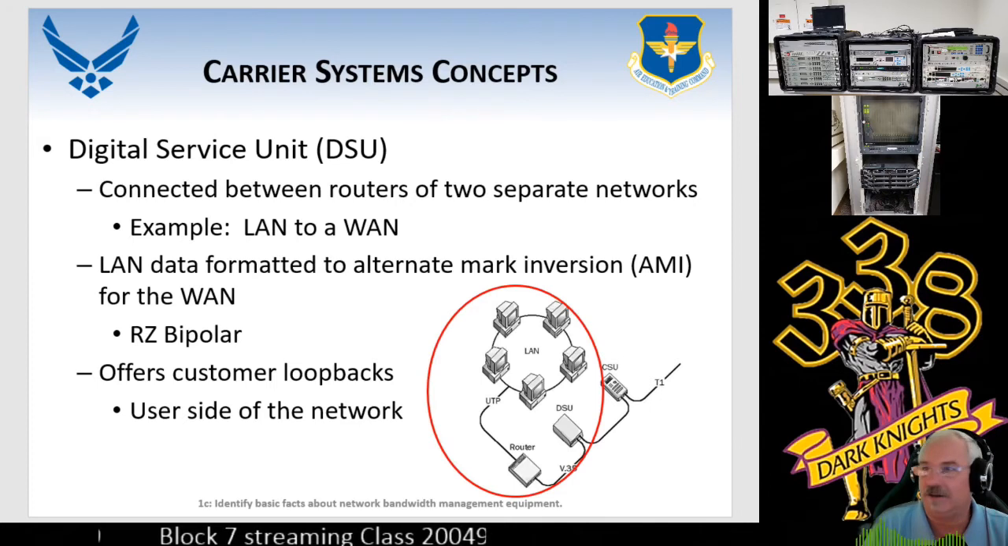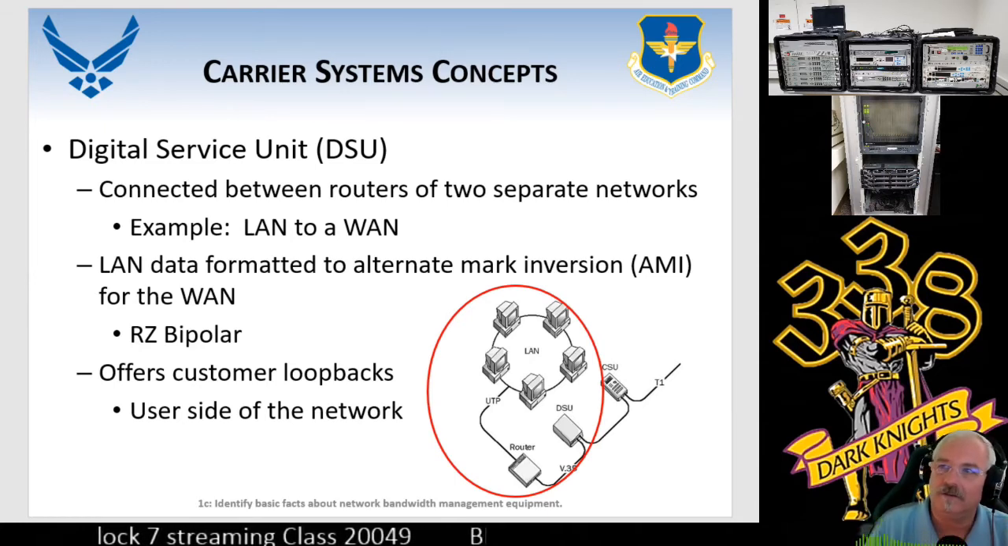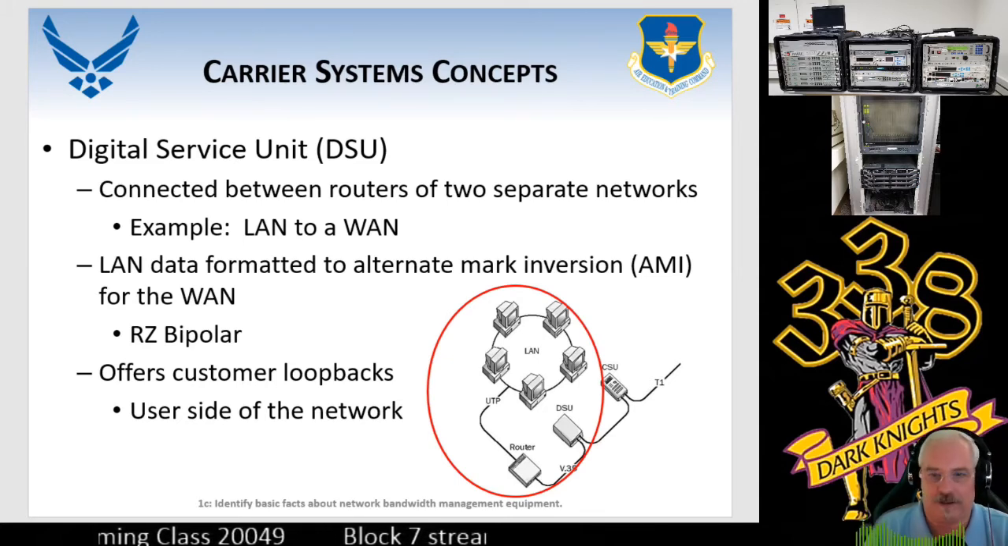Next one we take a look at is DSU. We're going to look at another one called CSU. First one, Digital Service Unit. This one is for customer loopbacks, and you can see that it says alternate mark inversion, which is another name for RZ bipolar. When we look at our NSM tech manual, you're going to see that in there. You notice that I've got a big red circle around the diagram here. This is what the DSU is looking at. Let's get a bigger picture here.